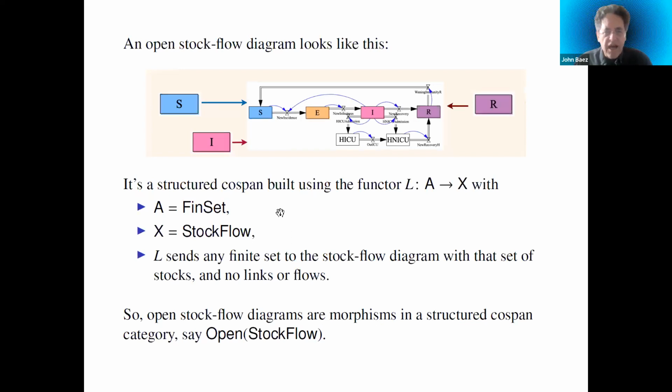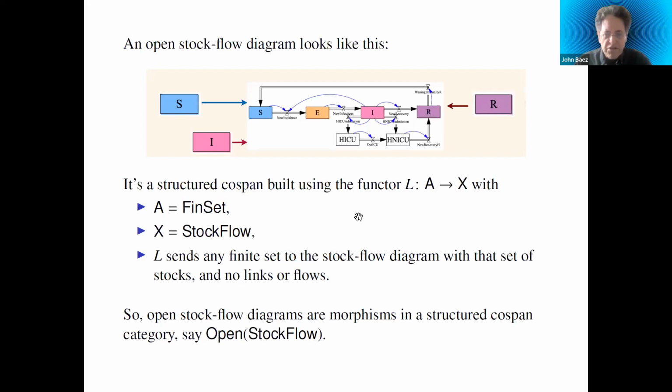Now, an open StockFlow diagram is an example of a structured cospan. So the idea is we have a StockFlow diagram here. I haven't written the flow functions, but I've written the rest here. But then we also have two finite sets, one S comma I and one S comma R, that are mapped into the set of stocks in the StockFlow diagram. So we will use those as points at which we can compose StockFlow diagrams to get bigger ones.